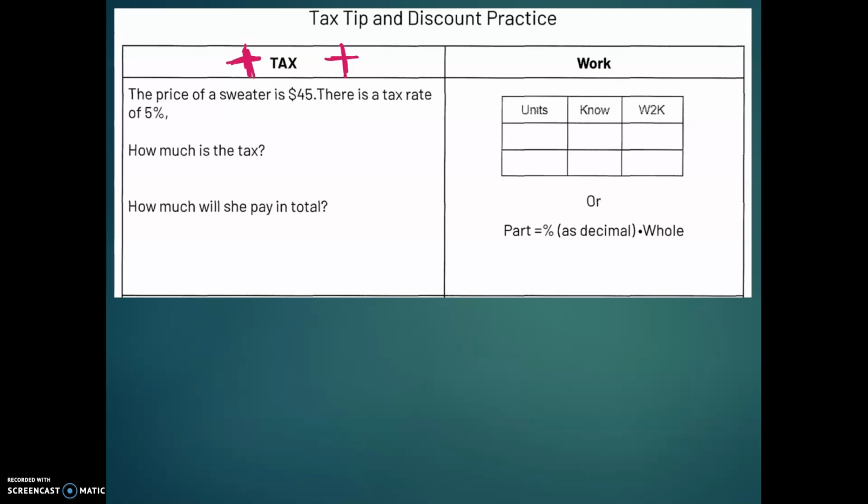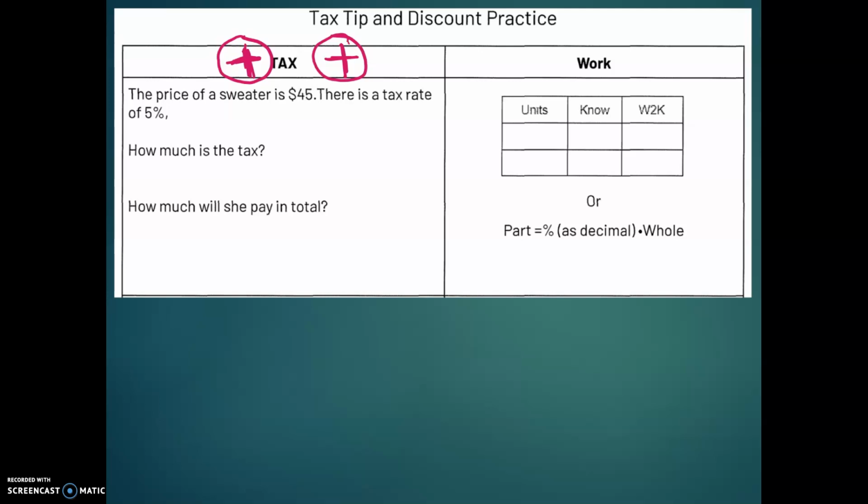So now let's look at a problem. It says, the price of a sweater is $45. There's a tax rate of 5%. So it wants us to break it down first: how much is the tax? Because that's how you would work a problem like this. You would solve for tax, and then how much will she pay in total? So then we have to remember to add that amount, I'm circling up above the plus signs, then we're going to add that amount in the end to get the total.